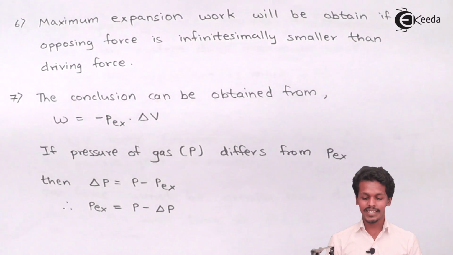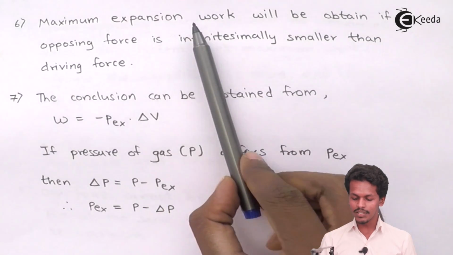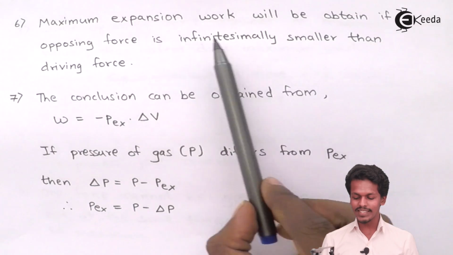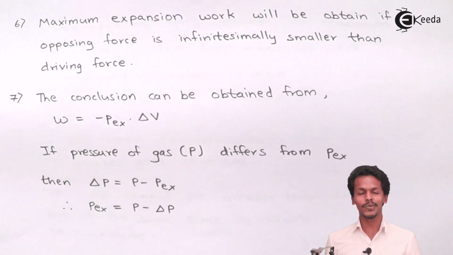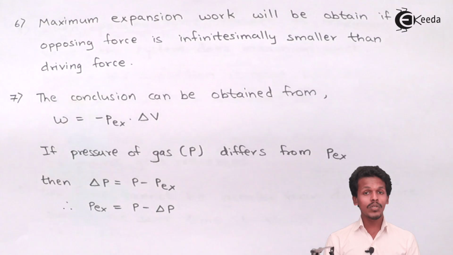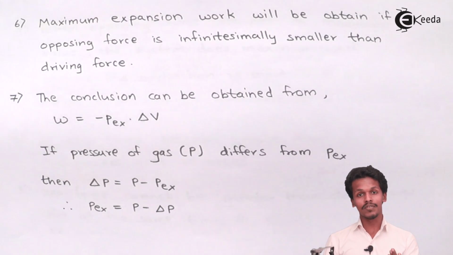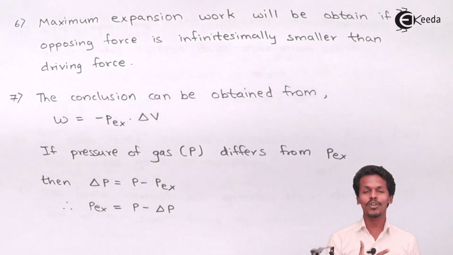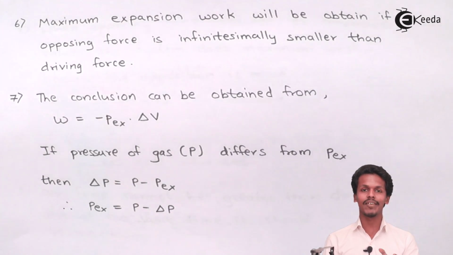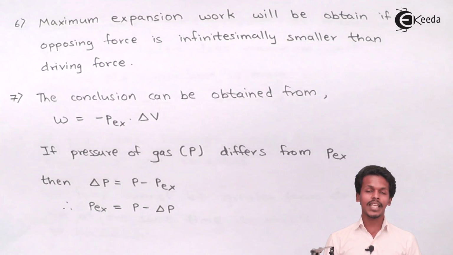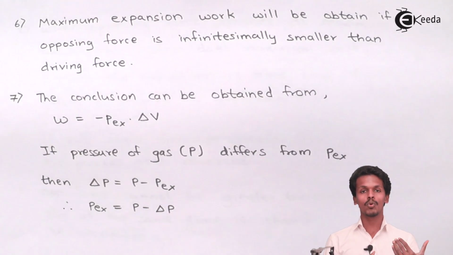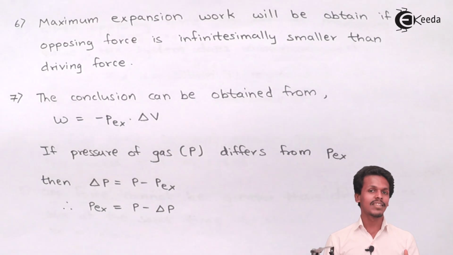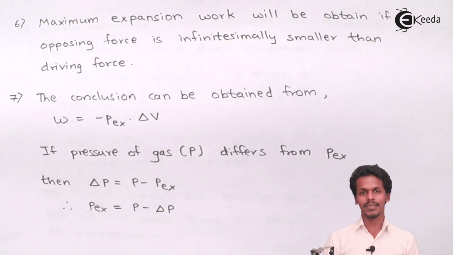Point number 6 says that maximum expansion work will be obtained if the opposing force is infinitesimally smaller than the driving force. Yes, if the driving force is comparatively more than the opposing force, then obviously the gas will expand. But it is not certain that we would get maximum work, as in our previous derivation, the expansion of a gas during an isothermal and reversible process. There the driving force was much more than the opposing force, so work was done, but the work was not actually maximum.